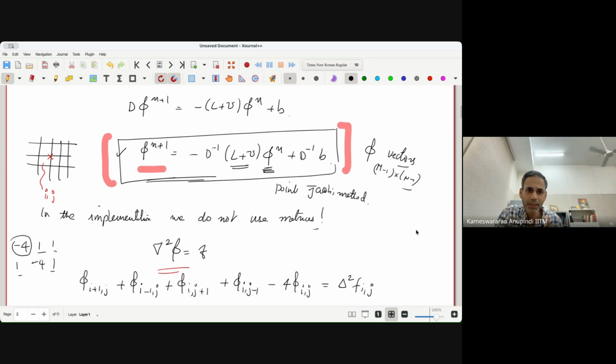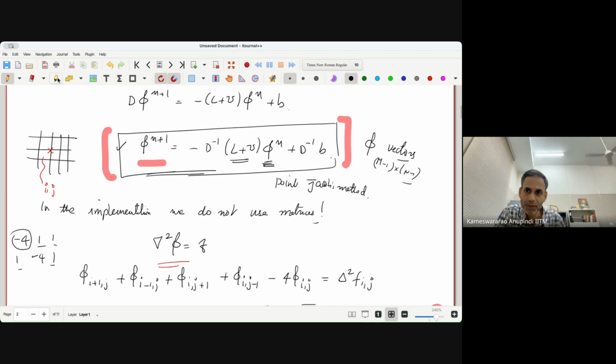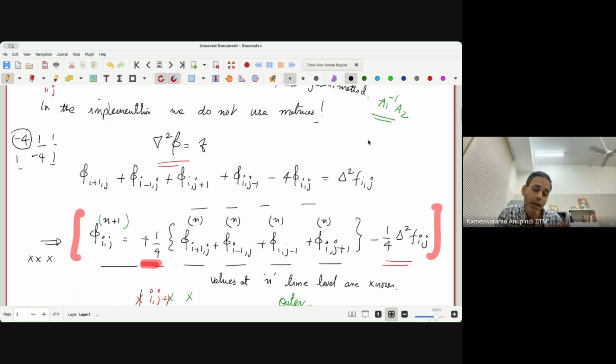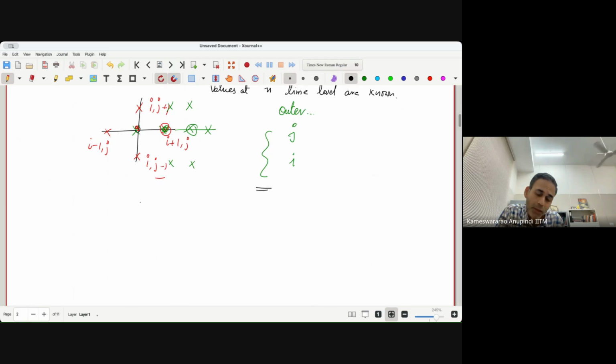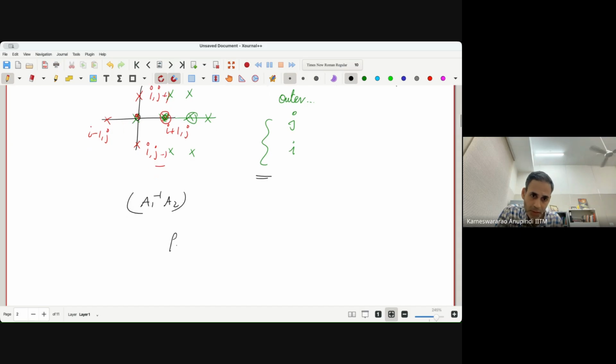But then, as we discussed yesterday, the convergence of the point Jacobi method depends on the spectral radius of this quantity, right? This quantity is your A1 inverse A2, right? We said the spectral radius of A1 inverse A2 is going to decide whether this method is going to converge or not. So spectral radius of A1 inverse A2, that means the spectral radius equals spectral radius of D inverse times L plus U, right?